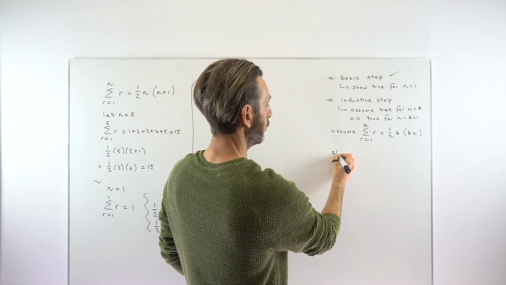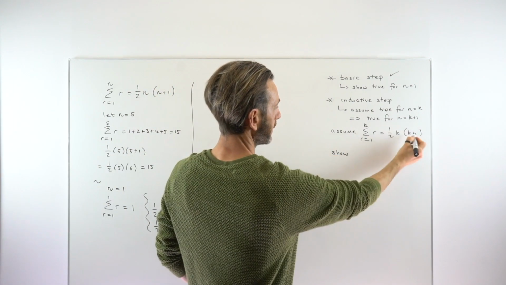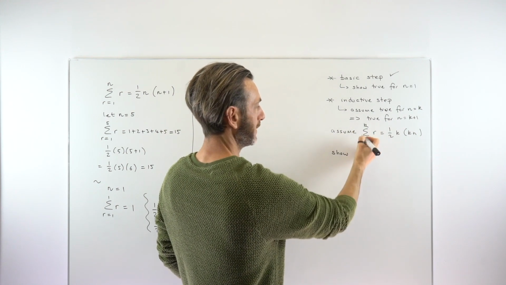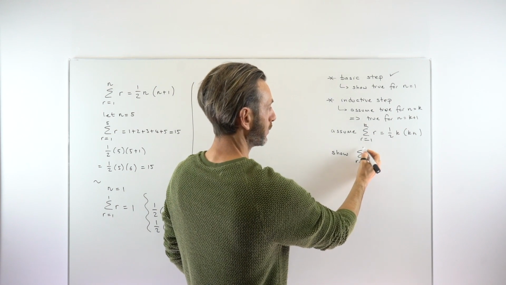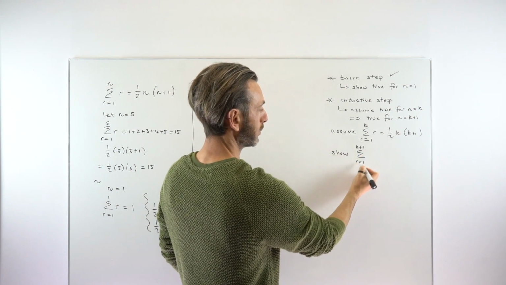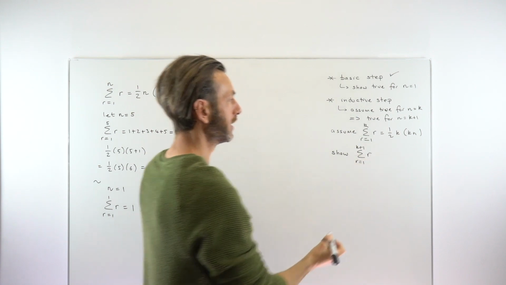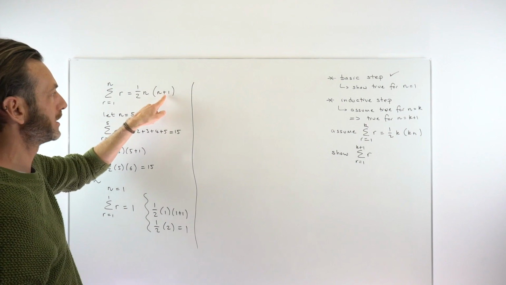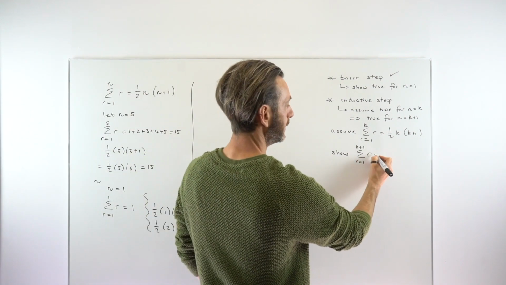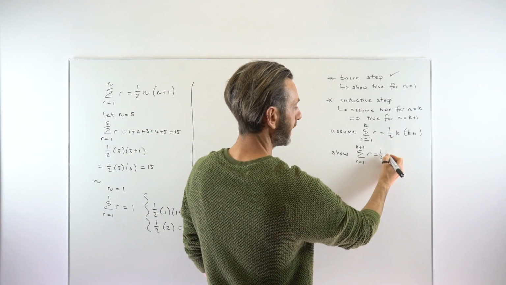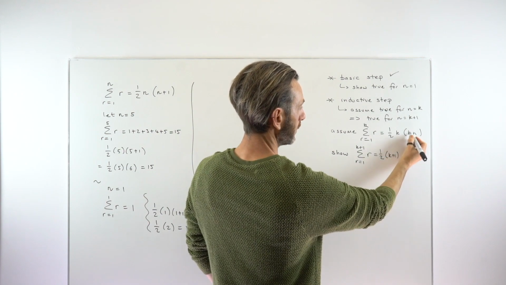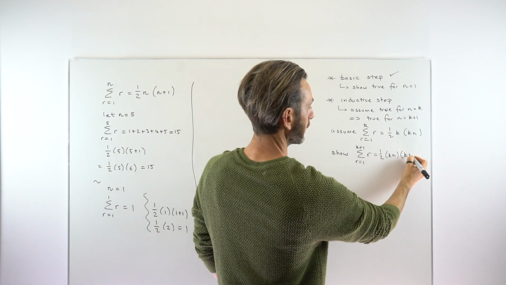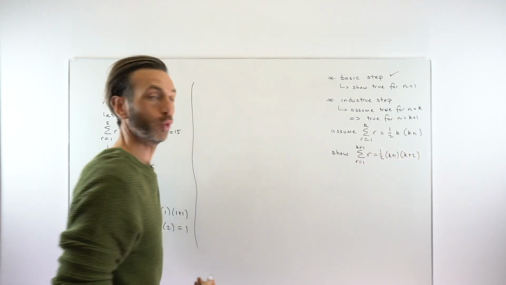But what we're trying to show is that if that is true, this implies that the result is true for k plus 1. In other words, the sum r equals 1 to k plus 1 of r is going to be equal to 1/2 (k plus 1)(k plus 1 plus 1). So it'll be 1/2, changing the k to a k plus 1, changing this k to a k plus 1, so it'll be k plus 1 plus 1, which is k plus 2. So that's the result we're trying to show to be true.